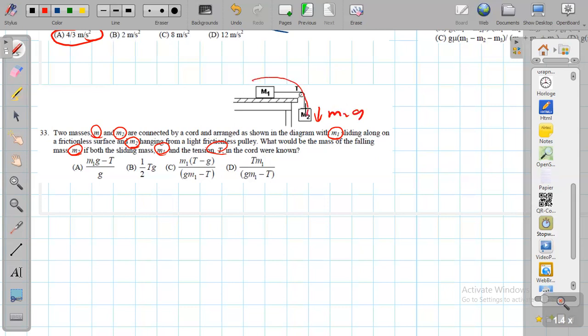What are the overall masses here? The total mass is M1 plus M2. F equals ma. What is F? M2 g is the only driving force here, right? So, wait.